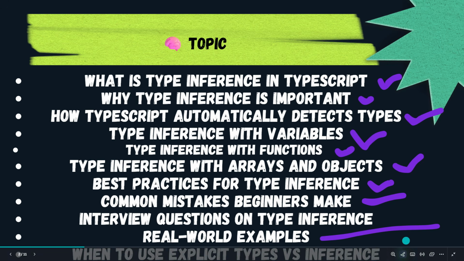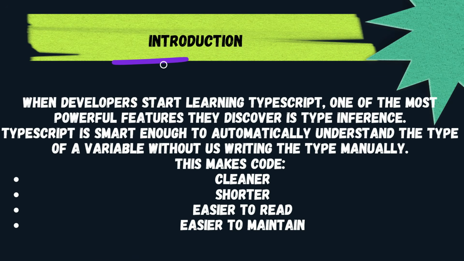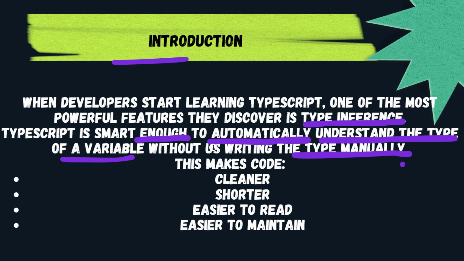So you have to go to the next slide. First, when developers start learning TypeScript, one of the most powerful features they discover is type inference. This is type inference. TypeScript is smart enough to automatically understand the types of a variable without us writing the type manually. You have to keep in mind: automatically detect the type of the variable without writing it manually.